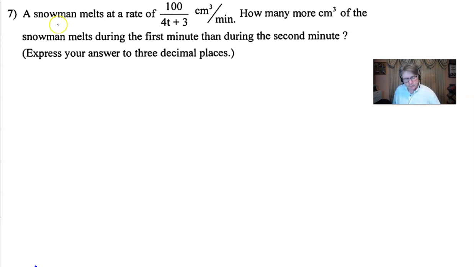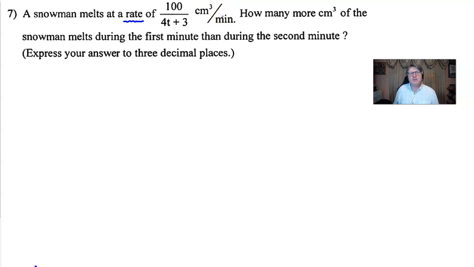If you have a rate of something, a rate of melt, a rate of water forming when the snow melts, and we want to figure out how many cubic centimeters we would have of that snowman melt, which is, again, called water. Snowman melt is water, right? Don't kid yourself. Snowman melting is water. Then what we have to do is undo this rate. We have to undo the per minute.